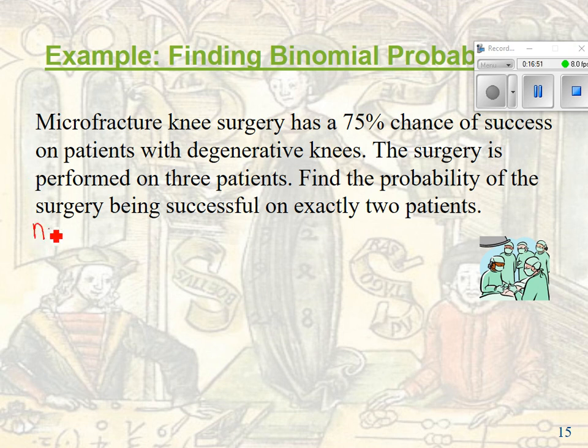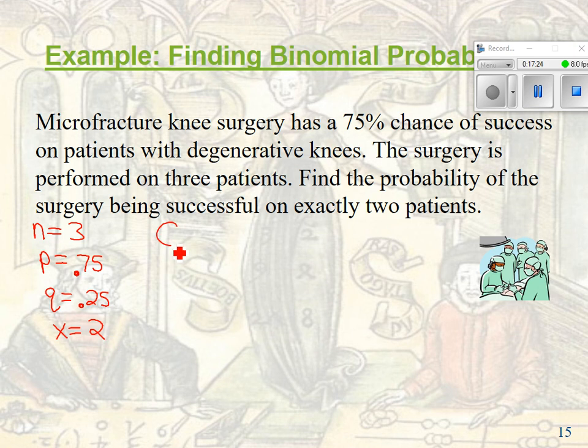So we go through each problem this way. What's our N this time? What's our P? 0.75. Have your calculators out so you can help me here in a second. What's our Q? 0.25. And the other thing we need is our X, the successes that we want. How many successes do we want this time? It's exactly 2, so that makes it sort of easy.